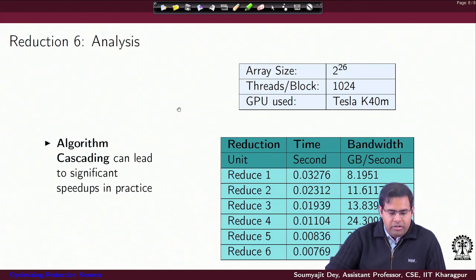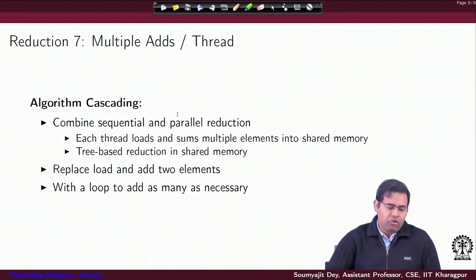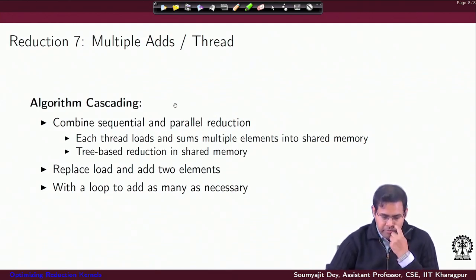So, this can further be optimized with significant speed ups in practice, and the approach is known as algorithmic cascading. Let us try and understand what this issue of algorithmic cascading is. Earlier, to increase the per thread activity, we included some activity for all the threads initially. We did an addition on the global memory operands before storing them in the shared memory and then proceeding with half of the threads, but that part is also configurable, right.